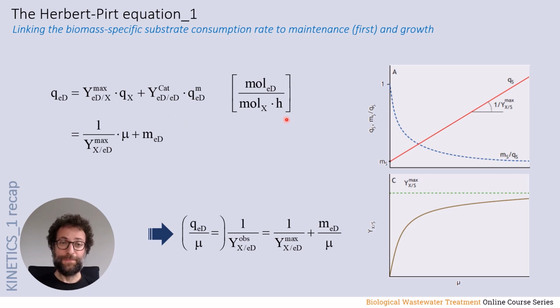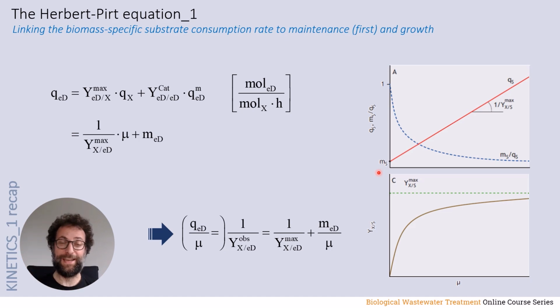We also used a graphical representation of this equation, where this equation here is linear. If we plot Qs, the biomass-specific substrate consumption rate, as a function of the biomass-specific growth rate mu, the intercept becomes the maintenance coefficient. In other words, the substrate consumption rate that we measure in the absence of growth is only for maintenance purposes.